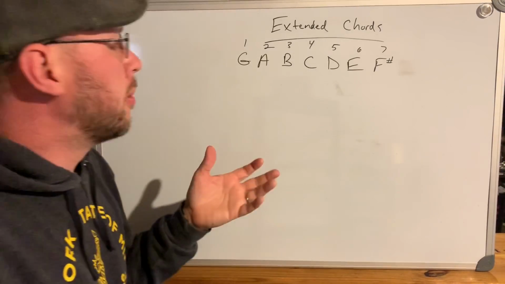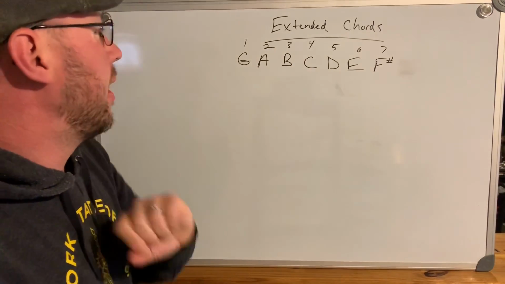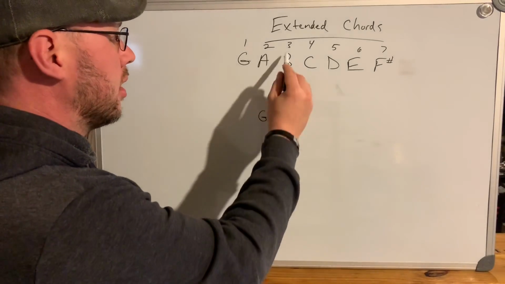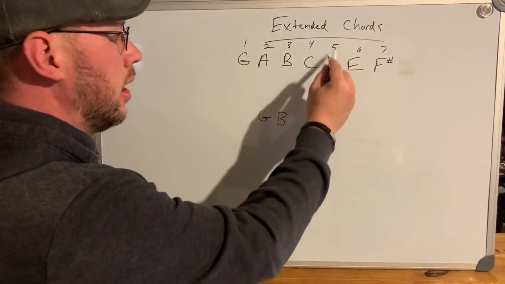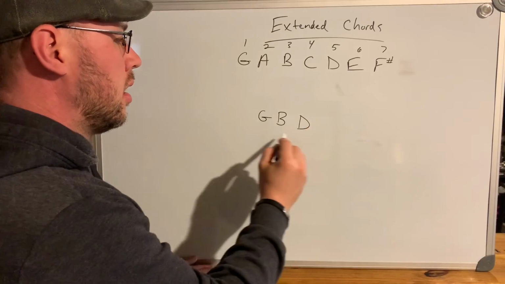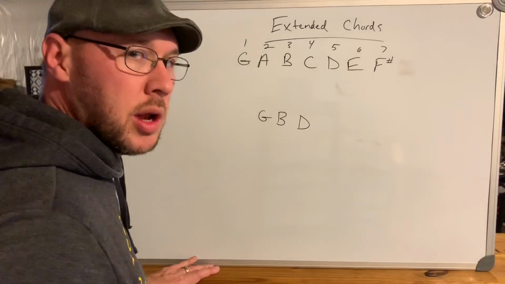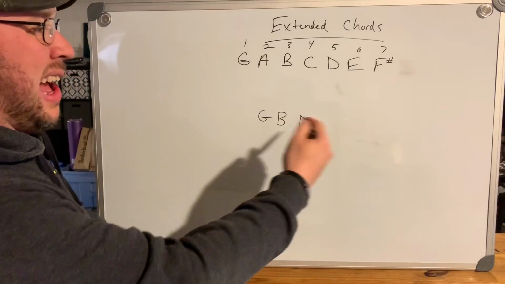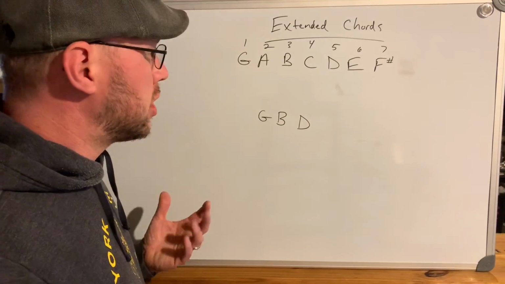And we know chords are made up of the 1, the 3, and the 5. So let's take a G chord. The 1, the 3, and the 5. You play these, G, B, D, you now have a G major chord. Now, you want to add some notes to that? Let's see what we can add.